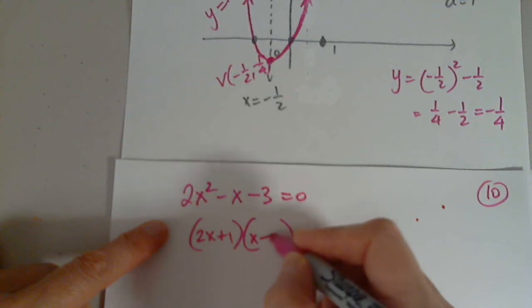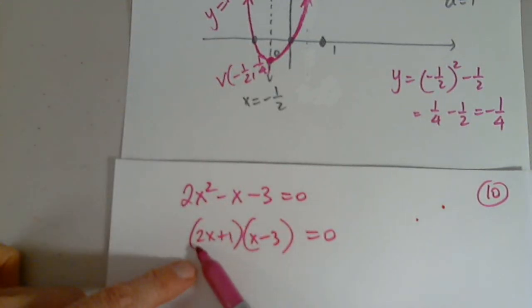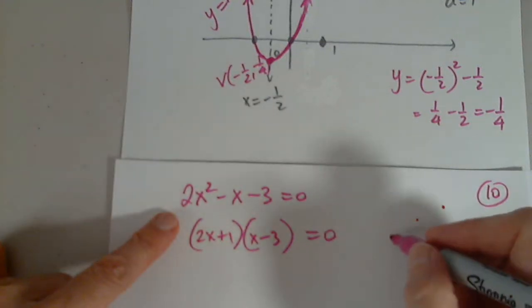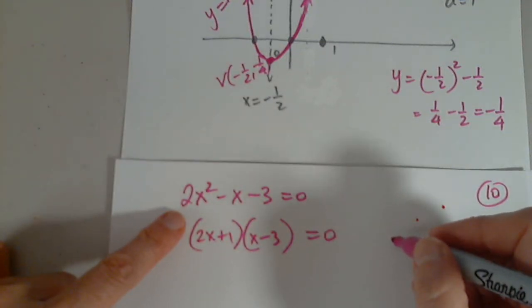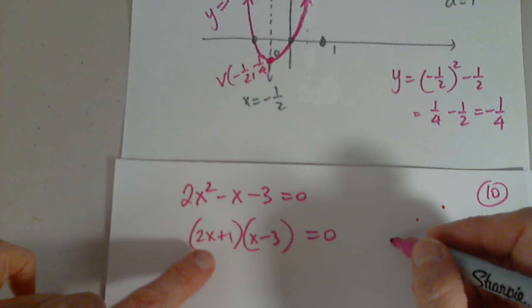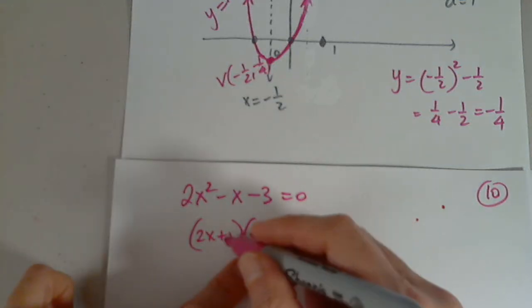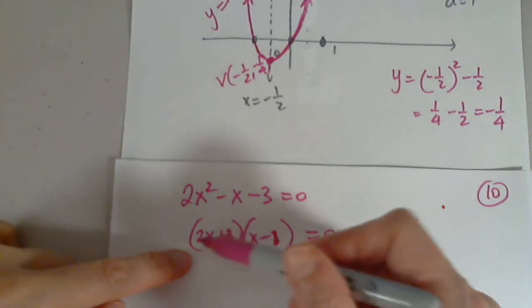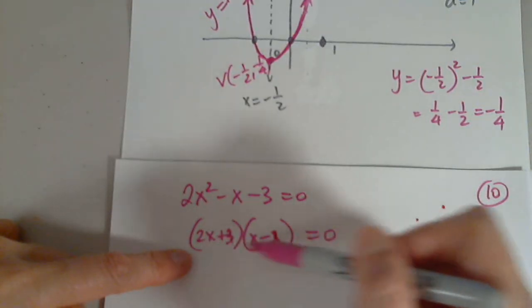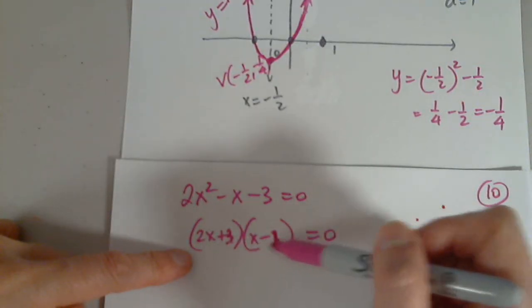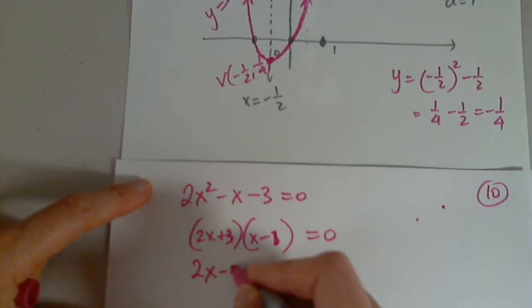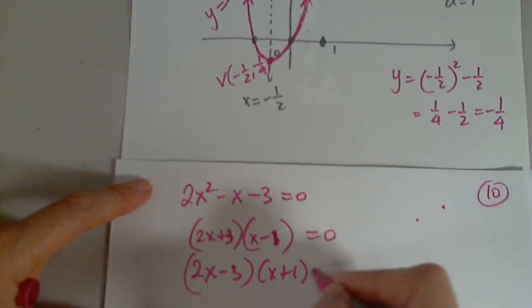2x plus 1 and x minus 3. I'm checking my numbers now. 2x squared, no. 2x. So 2x minus 3, 2x plus 3. Is that what I want? And x minus 1. I'm checking my numbers. 2x squared. Yes. Minus, right? 2x minus 3 and x plus 1.